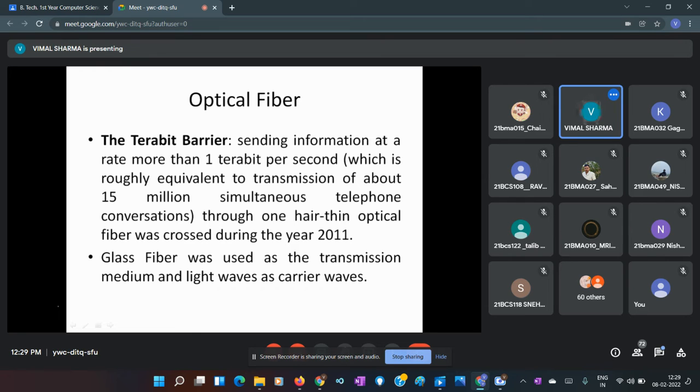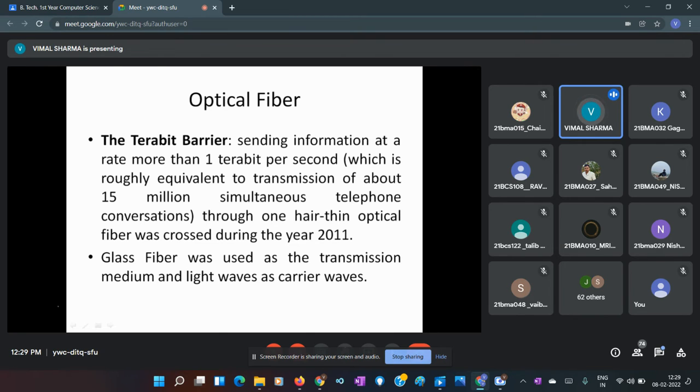So the main thing is what? It is the capacity, how much signal we can send through these optical fibers. Due to the invention of this optical fiber, we can achieve a capacity of sending signal that has increased to 10 billion digital bits transmitted per second through optical fibers.